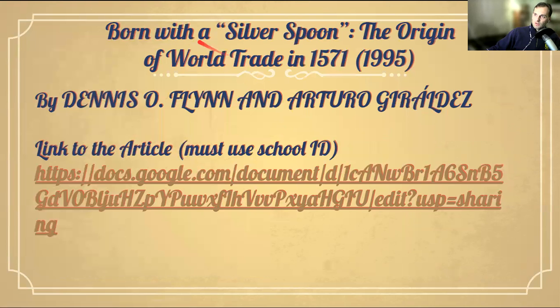Really quick, this article's full title is Born with a Silver Spoon, The Origins of World Trade in 1571. It was published in 1995 by Denis O'Flynn and Arturo Giraldes. This article will be linked in the description. If you're one of my students, you will need to use your school ID to access it. If not, hopefully your teacher has given you access, so that won't be an issue.